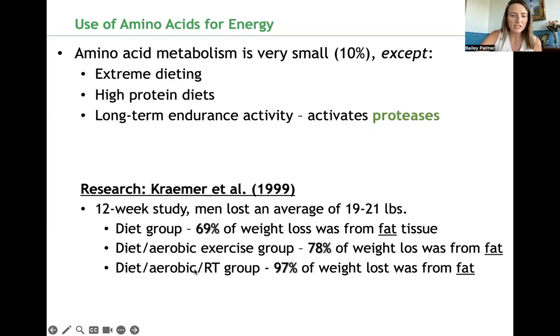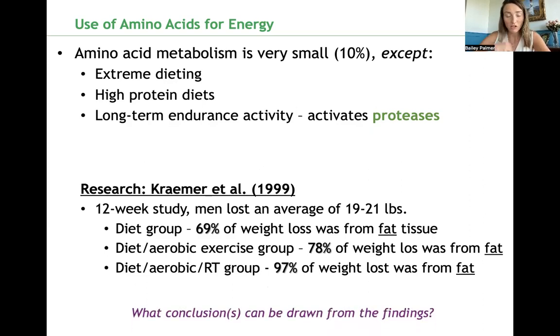But now we do the same thing, but we add resistance training. So our last group, 97% weight lost. So now almost the entire 100% of my 20 pounds came from fat. Only 3% of the weight I lost came from somewhere else. It came from muscle. So what conclusions can be drawn from these findings?